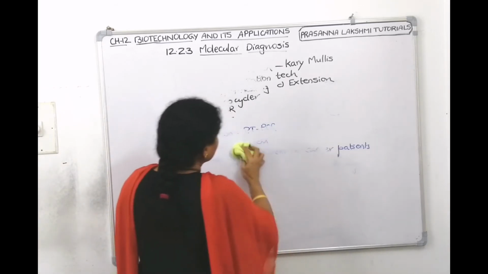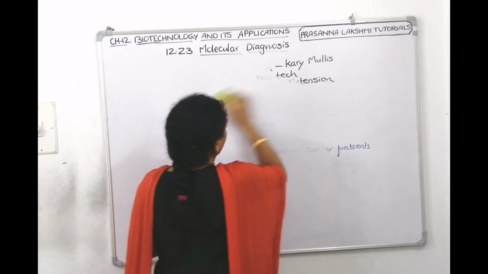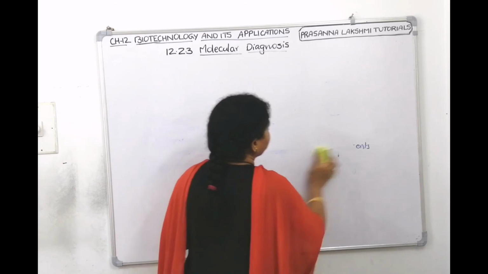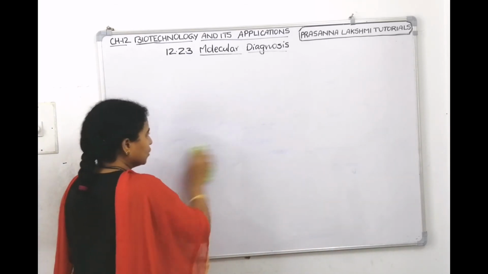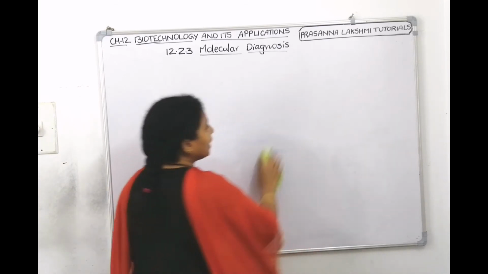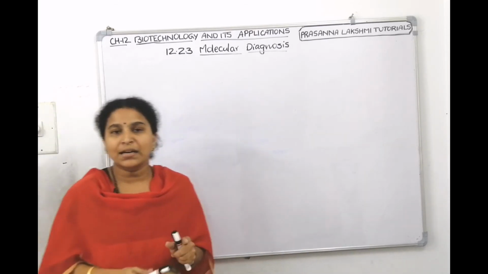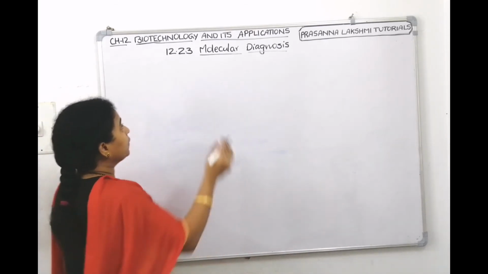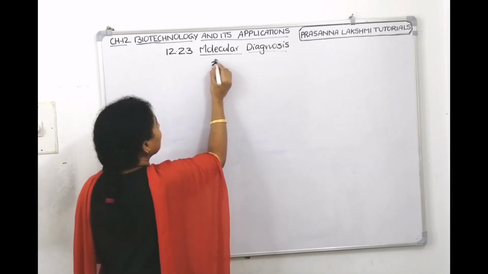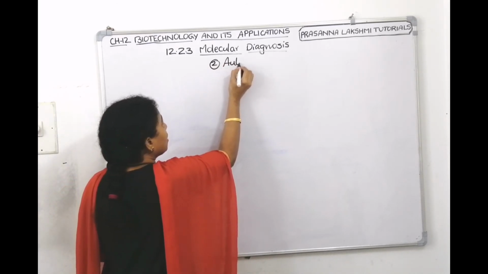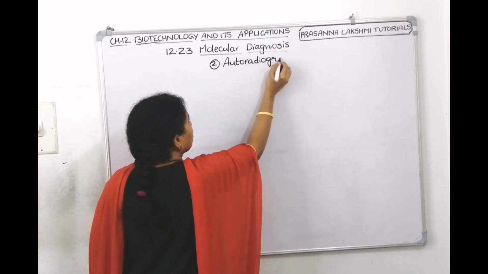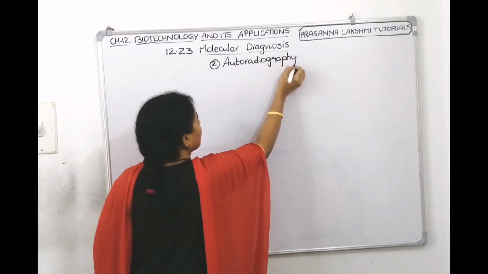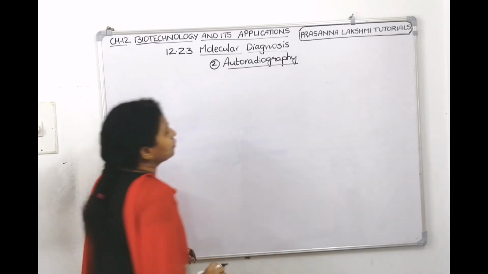Now, just now we were saying that it should be a normal gene, and when it gets mutated, it becomes cancerous. Now we want to identify whether the gene is normal or it got mutated and became a cancerous gene. For that, we can use a technique called autoradiography. So the second tool or technique under molecular diagnosis is autoradiography.